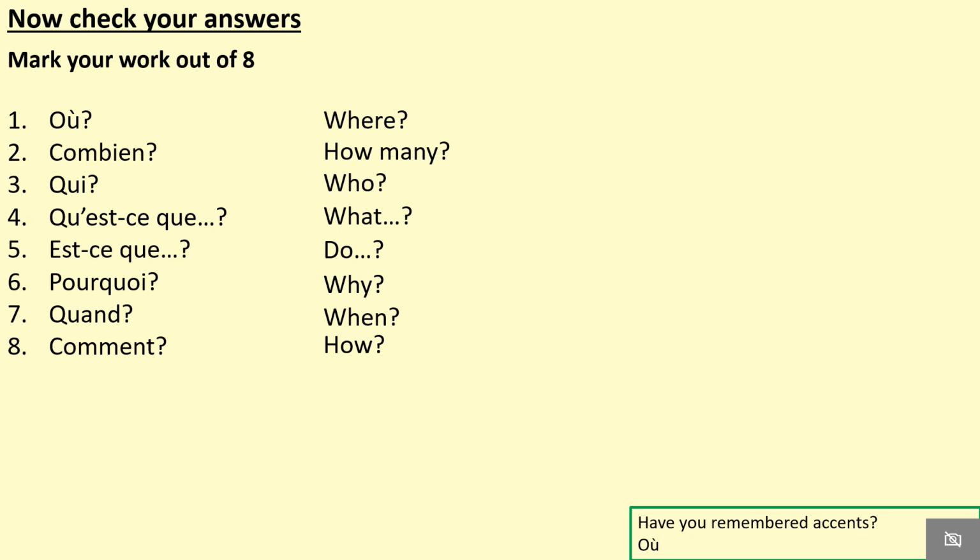Check that you have remembered your accent on ou. It's a grave accent going down to drop your voice. Also, make sure that you've used and positioned hyphens well. Okay, especially numbers 4 and 5. Okay, where you got qu'est-ce and est-ce. Please pause now to mark your work and then press play when you're ready to continue.